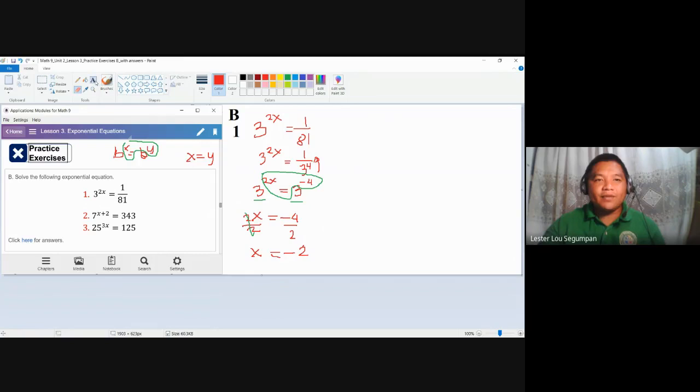Applying the same thing for number 2. Let's have number 2 here. Number 2 is 7 to the power of x plus 2.